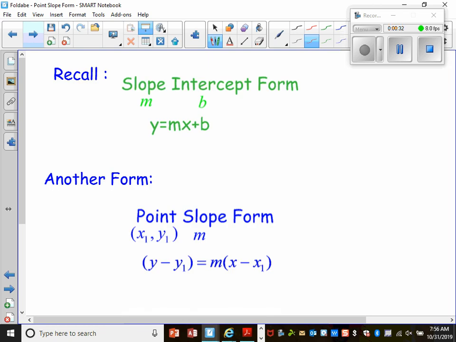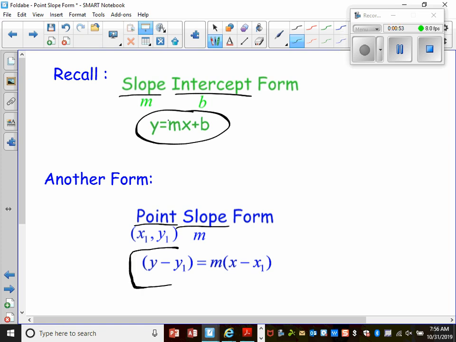So just to recall what we already know, this is slope intercept form here. And again, by the title, you can tell you need to know the slope and the y-intercept. This one, you'll need to know a point and a slope. So this is what point slope looks like.